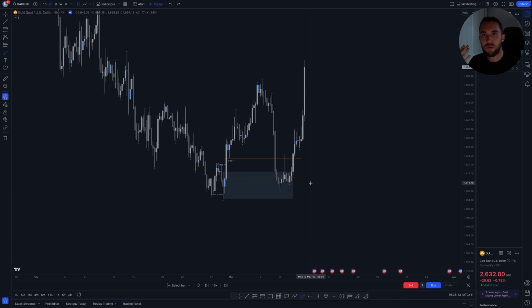If you go ahead and follow these 5 simple confluences, you will notice that this does change your trading for the better, and you will see more winning trades from these zones that you do pick.